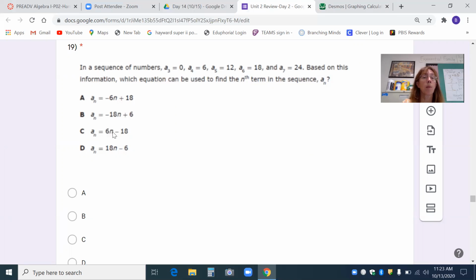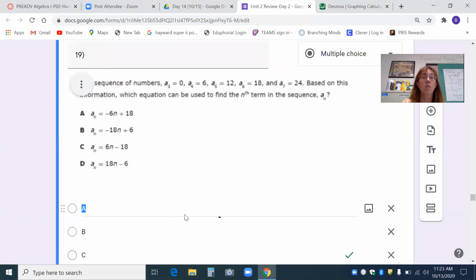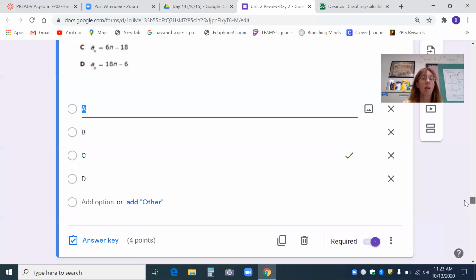When n is 3, I plug it into the C equation. 6 times 3 is 18. 18 minus 18 is indeed my 0. So that did work. And then if you check the 4, 4 times 6 is 24. 24 minus 18 is my positive 6. So you can do plug and chug backwards with these answers sometimes. So I just wanted to point out that technique that you can work them backwards.